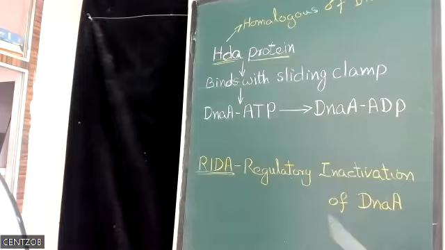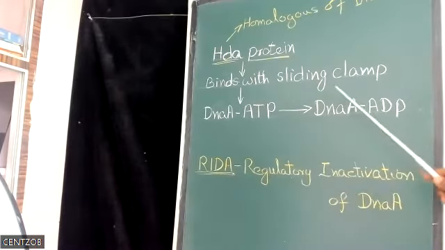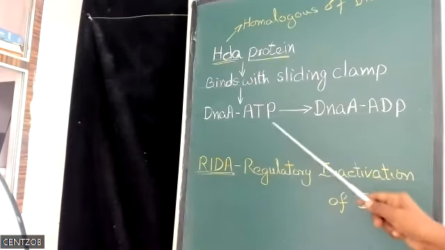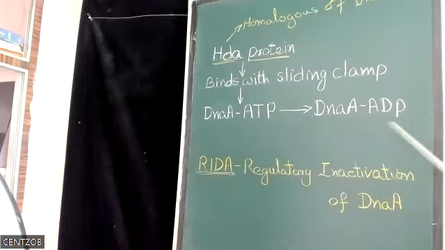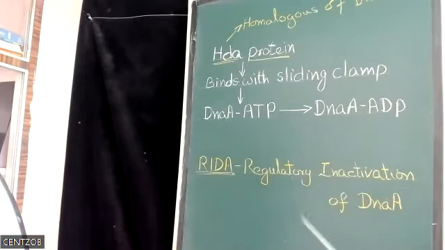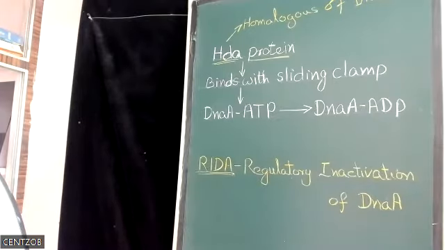See, this mechanism is known as RIDA. What? RIDA, regulatory inactivation of DnaA എന്നാണ് പറയുക. അപ്പോൾ DnaA-ATP DnaA-ADP ആകുന്ന ഈ ഇത്തരം regulation-നെ പറയുന്നത് എന്താണ്? Regulatory inactivation of DnaA എന്നാണ് പറയുക. ഓക്കെ, then next മൂന്നാമത്തെ mechanism നമുക്ക് പഠിക്കാം.